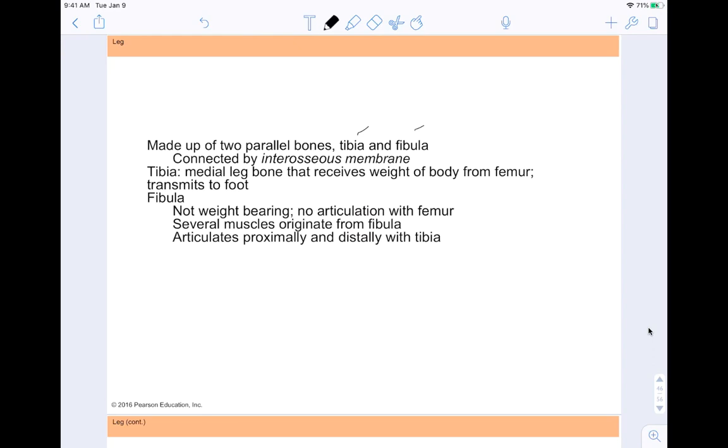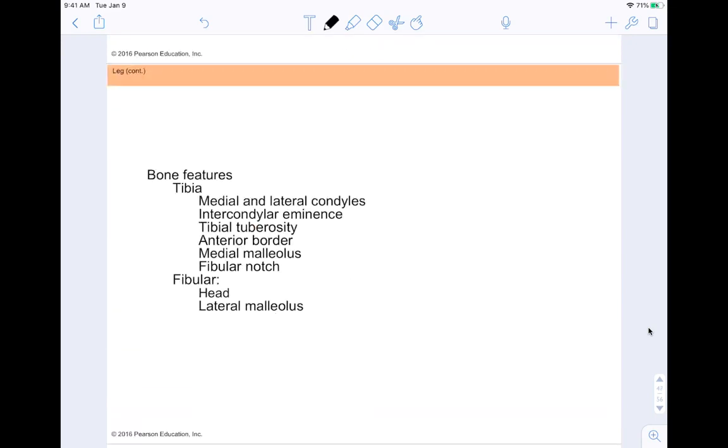So you have this larger bone taking a lot of the stress away, and then we're tapering down to your foot. The fibula is the thinner of the two, and it is a non-weight-bearing bone. It does not articulate with the femur directly. It has several muscles that originate from the fibula. And then it's going to articulate proximally and distally with the tibia. So we'll look at some images in just a second.